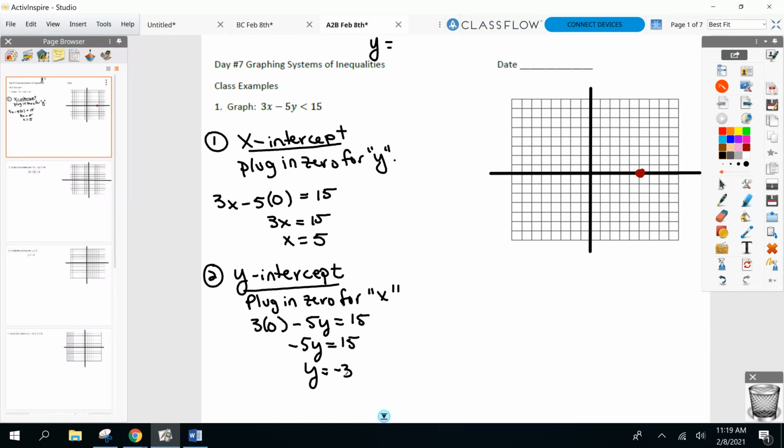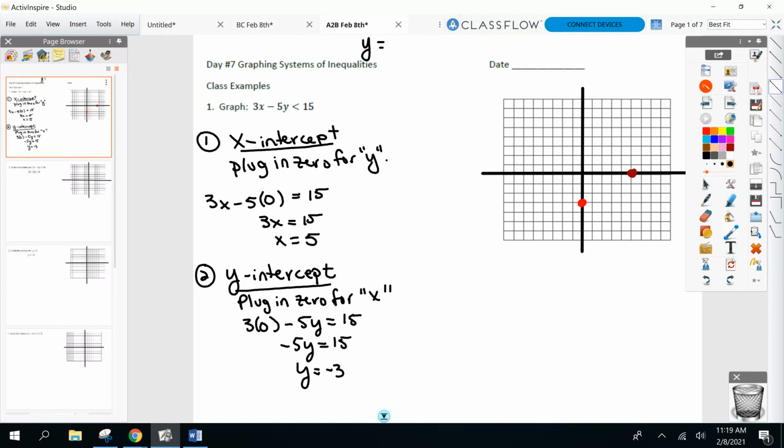So you should have 2 points right now. 5 on the x and negative 3 on the y. All right, there are your 2 points. Everyone ready to graph the line? Grab your handy dandy straight edge, whatever you're using.